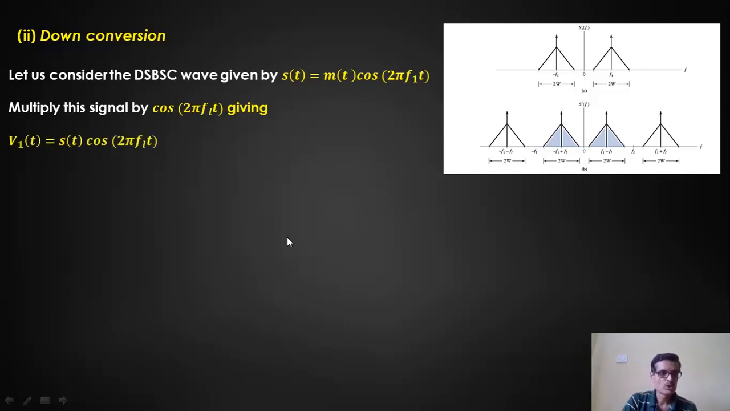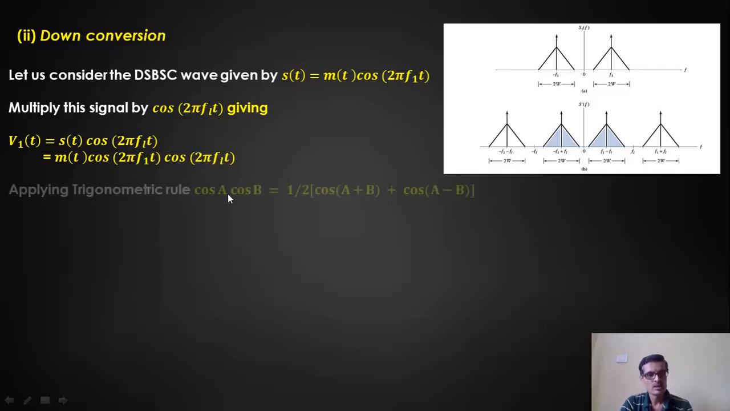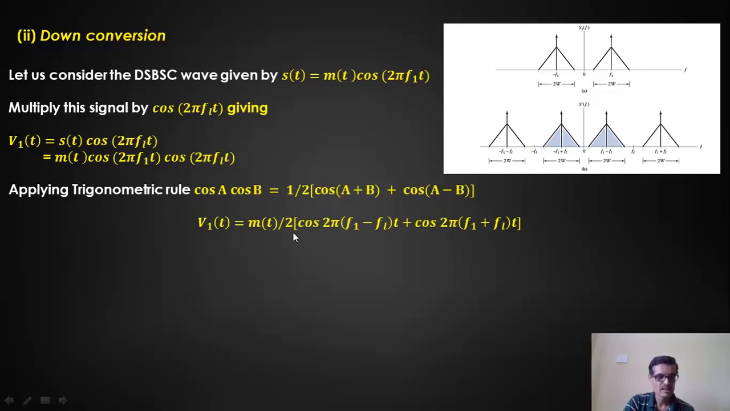Now, what is the output of that product modulator? Let us say v1(t) is equal to s(t) multiplied by cos 2πfLt. So I substitute both terms: m(t) cos 2πf1t multiplied by cos 2πfLt. I apply the cos A cos B rule, which is half of cos(A+B) plus cos(A−B). Then v1(t) is equal to m(t)/2 [cos 2π(f1−fL)t + cos 2π(f1+fL)t]. This is the difference part, and this is the sum part.